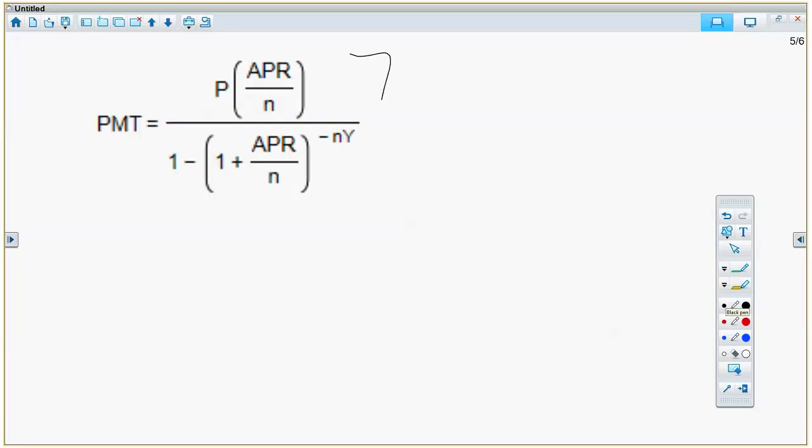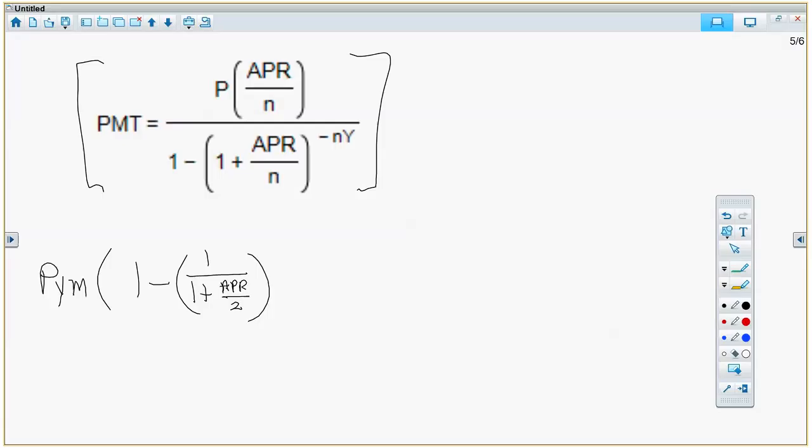So, multiply both sides by this, and that's going to be my payment times 1 minus 1 over 1 plus APR over N raised to the NT power. Okay? I just multiplied both sides times this, and I switched this. That's supposed to be an N. I don't know why it does that. I just switched that to make that a positive. Equals P times APR over 12.